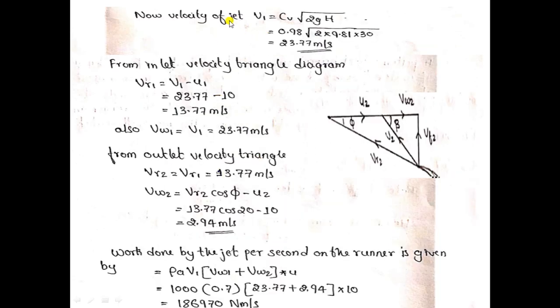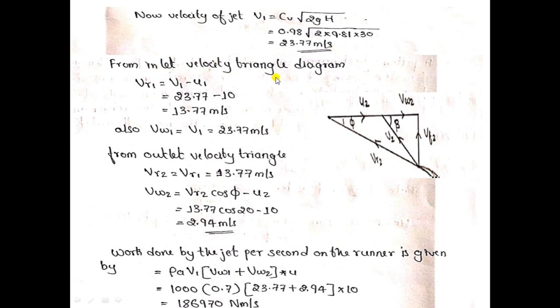Now the velocity of the jet is given by the formula V1 equals Cv into square root of 2gh. So here the net head has been mentioned, which is 30 meters. If we substitute all the values, that is Cv equals 0.98 and net head as 30 meters, we will be getting the velocity of jet, which is 23.77 meters per second.